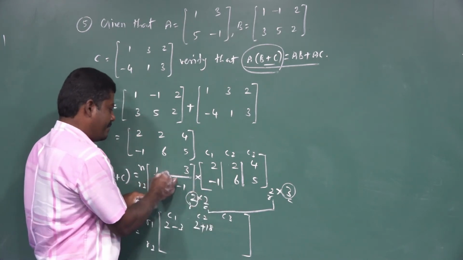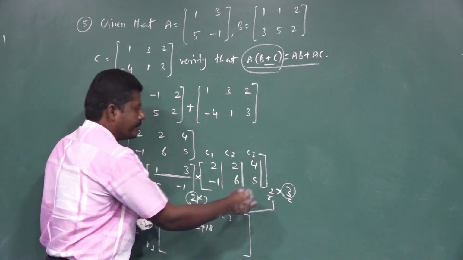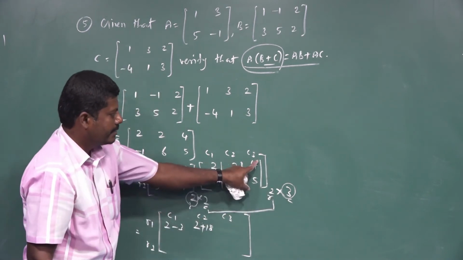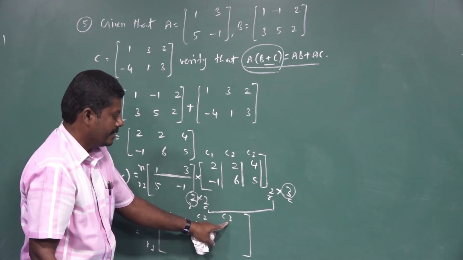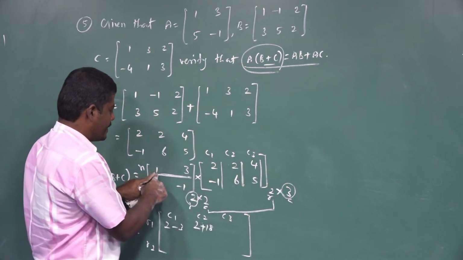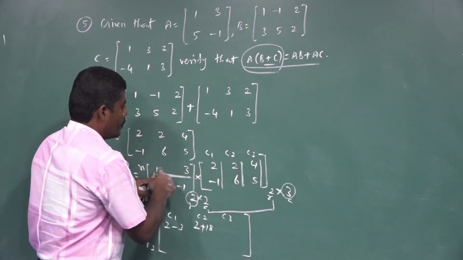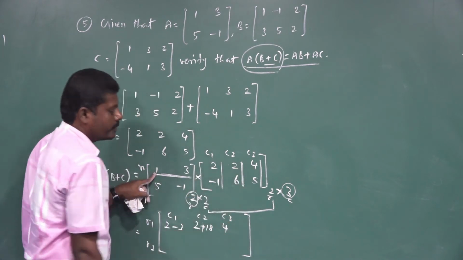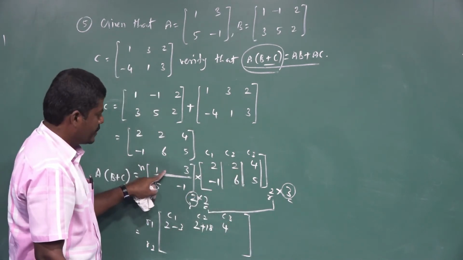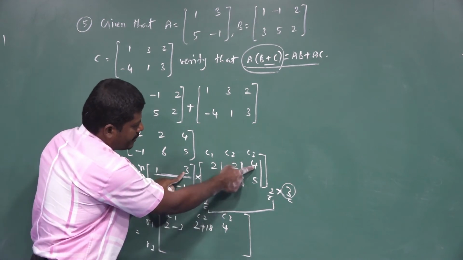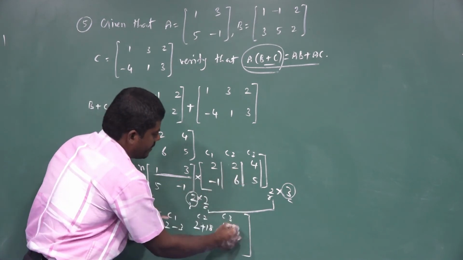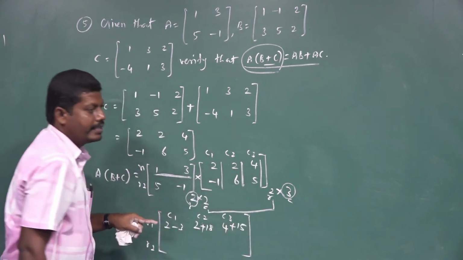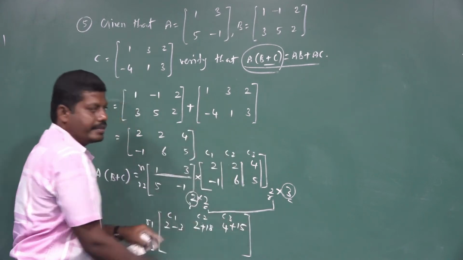Next you take the same first row and third column. Write your answer in the third column. So take the first value here. Here also you take the first value, 1 multiply 4, 4. Next you take the second value here. Here also you take the second value, 3 5s are plus 15. Understand? So the 3 columns are over.